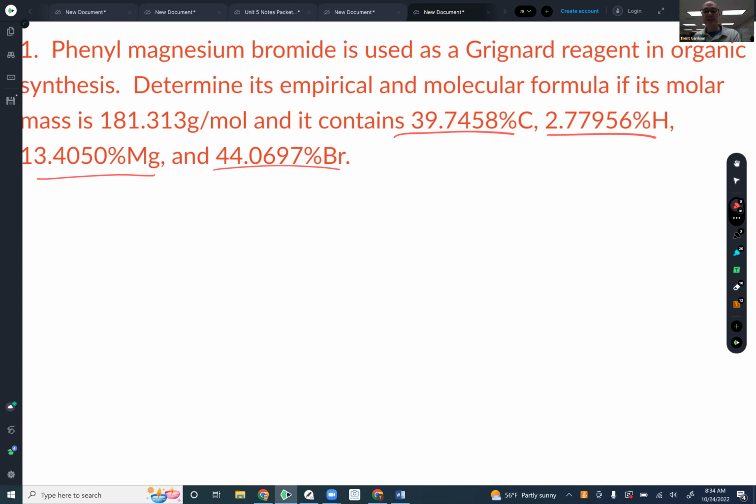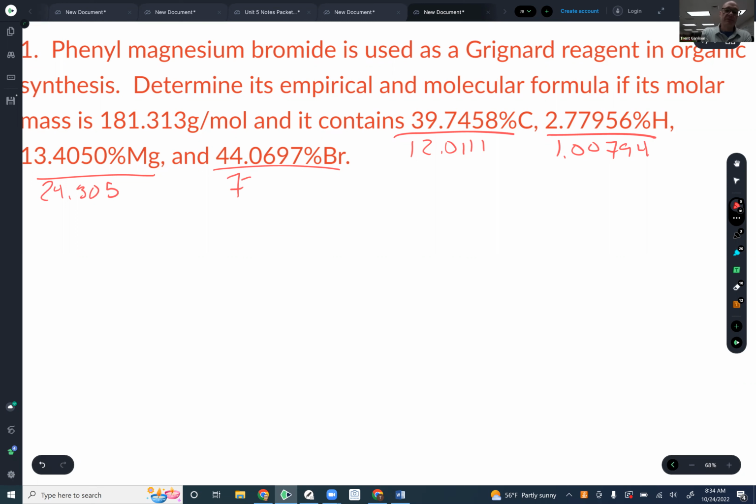All right, so to do this, the first step is to divide each one of those by their weights off the periodic table. Carbon weighs 12.0111. We've got hydrogen 1.00794. And we've got magnesium 24.305. And then bromine is 79.904.